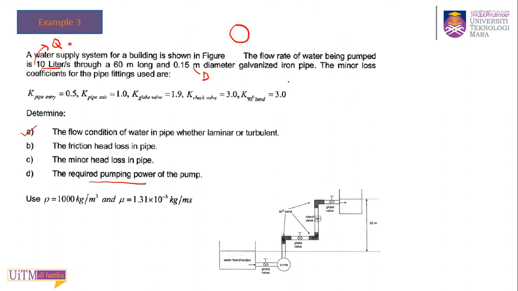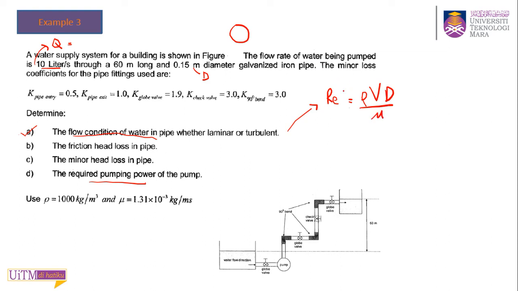This we will touch in the next class, about this minor loss and how we can calculate the losses. But now we want to focus on the Reynolds number first. In this one they ask you to determine the flow condition of water in the pipe, whether it's laminar or turbulent. So from this we can use our Reynolds number equation, which is equal to rho times V times D over mu.